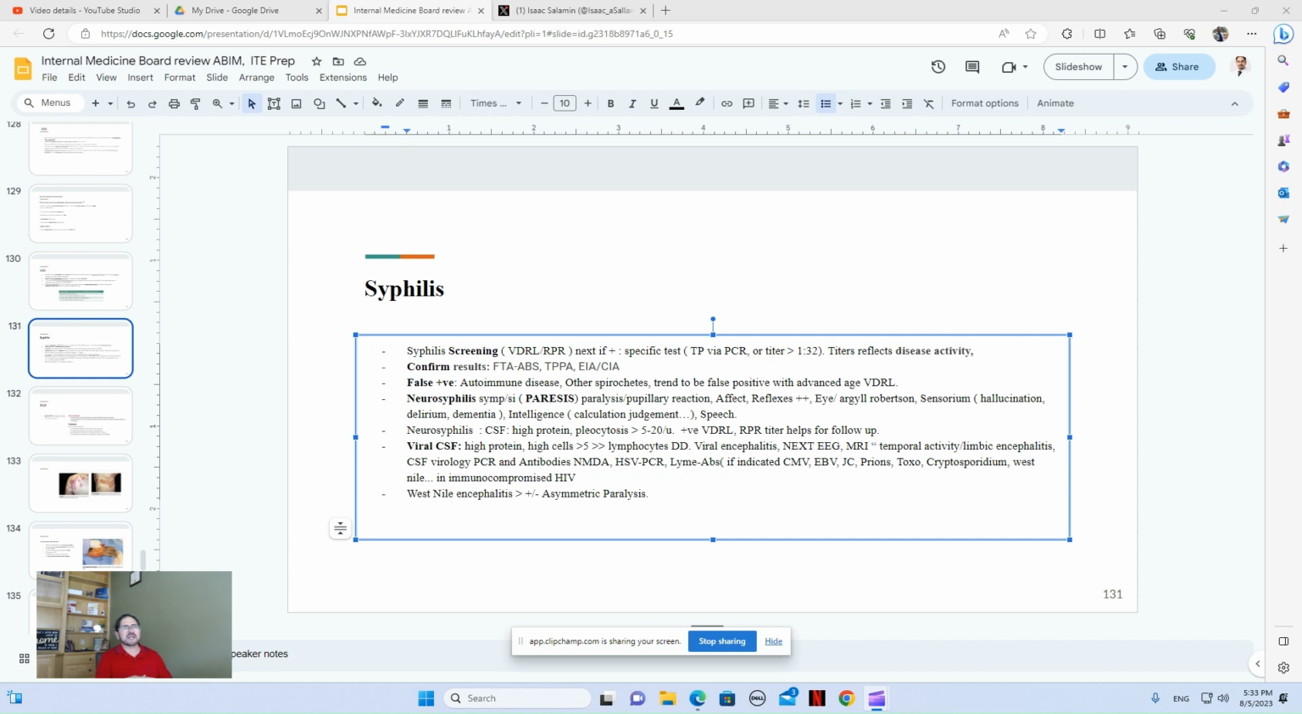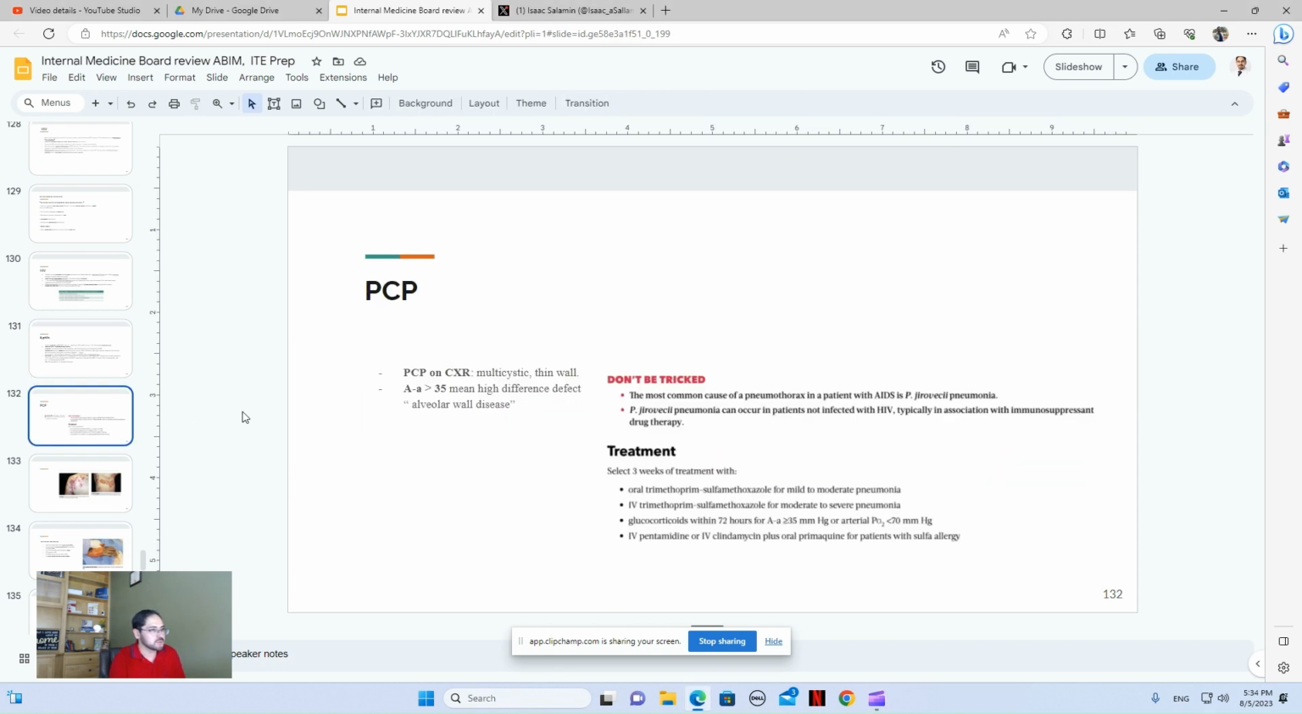They're not going to ask you too deep questions about the treatment because they know and expect that you are not the infectious disease specialist, but they need you to understand it has to be IV aqueous penicillin. That's for neurosyphilis and syphilis in general. Those are the most common questions.